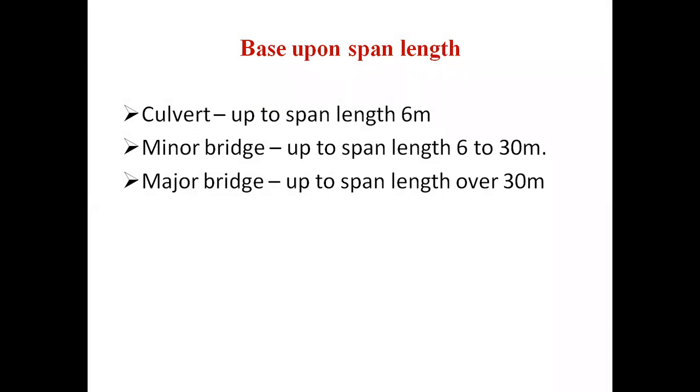Any bridge which has a span between 6 to 30 meters, we should call a minor bridge. Understand? Any span greater than 30 meters, we should call a major bridge. Please remember, any span less than 6 meters, we should call a culvert, whether it is a pipe culvert or a box culvert. Clear? So this is how bridges are classified based on span length also.